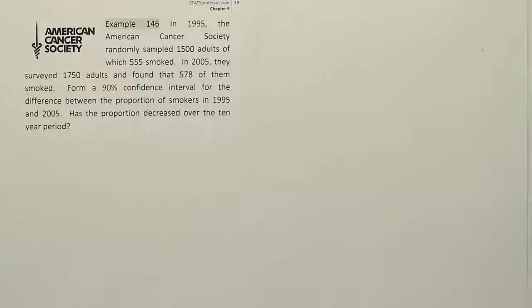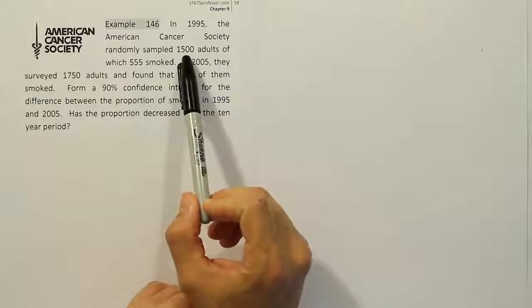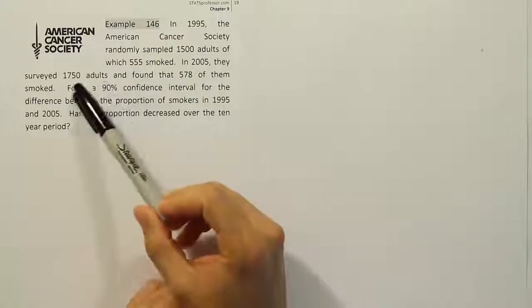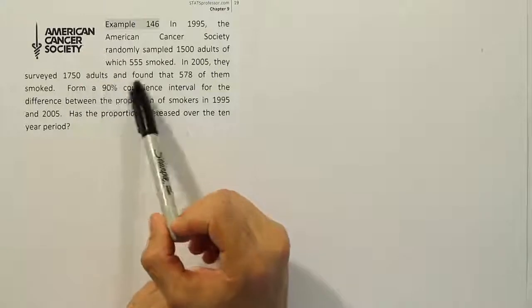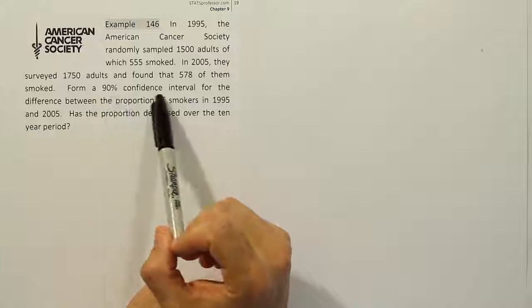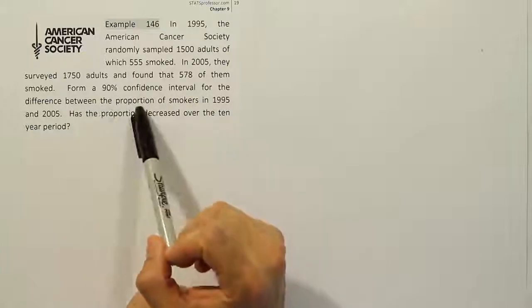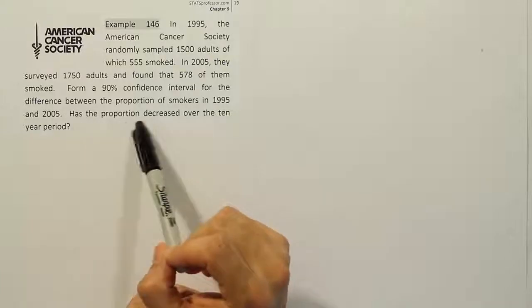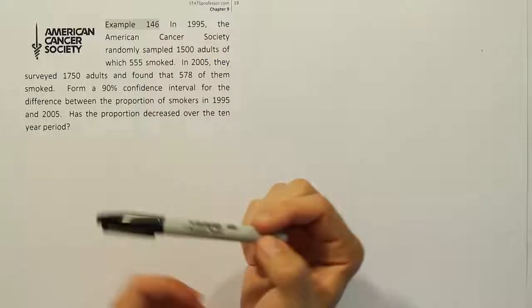Example 146. In 1995, the American Cancer Society randomly sampled 1,500 adults, of which 555 smoked. In 2005, they surveyed 1,750 adults and found that 578 of them smoked. Form a 90% confidence interval for the difference between the proportion of smokers in 1995 and 2005. Has the proportion decreased over the 10-year period?